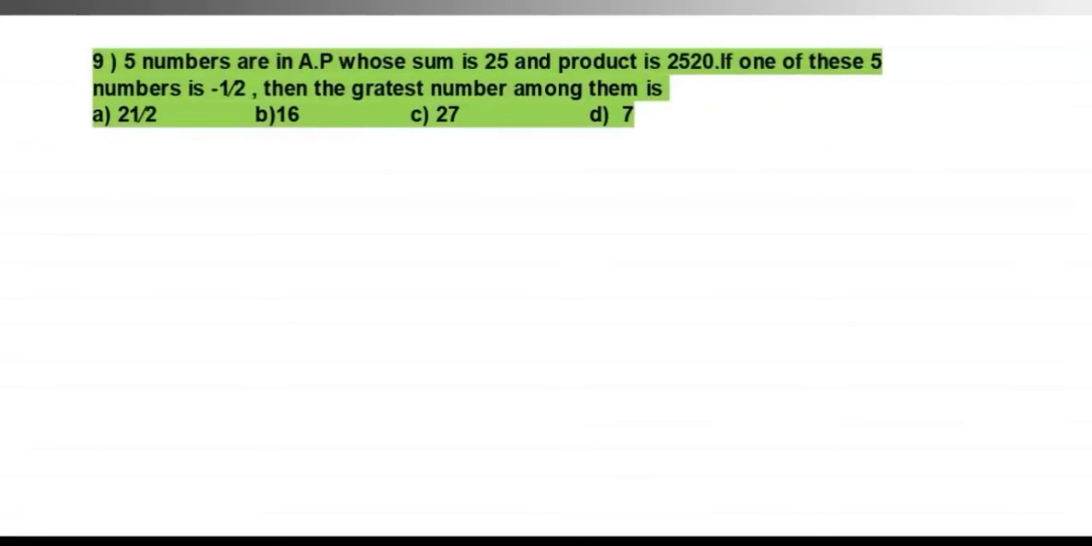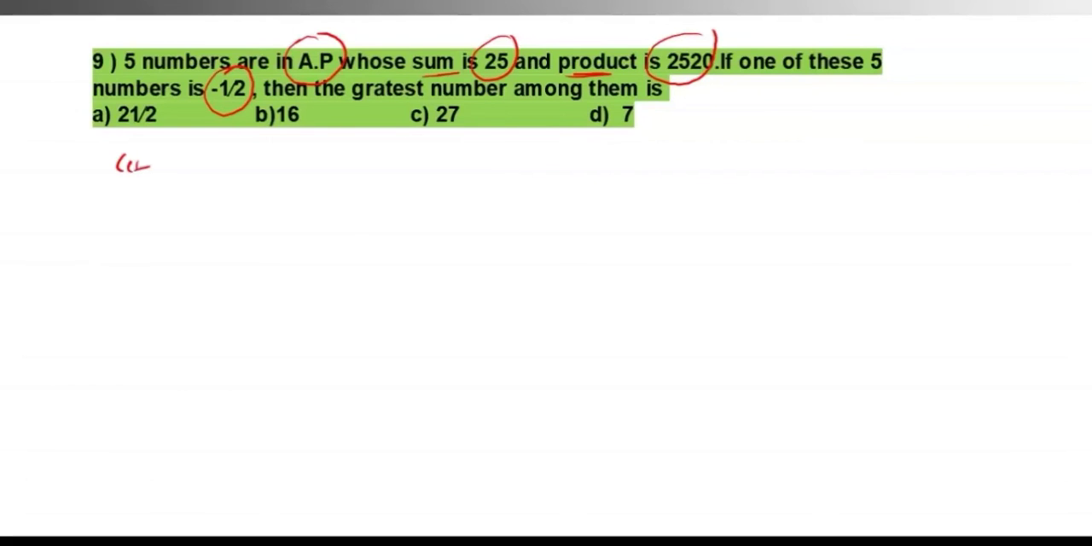Come to the ninth question. The question is, 5 numbers are in AP, arithmetic progression, whose sum is 25 and product is 2520. If one of the 5 numbers is minus 1 by 2, then the greatest number among the 5 numbers. So we have to find which is the greatest number in those 5 numbers. That is the question, right? So this question is completely about arithmetic progression.